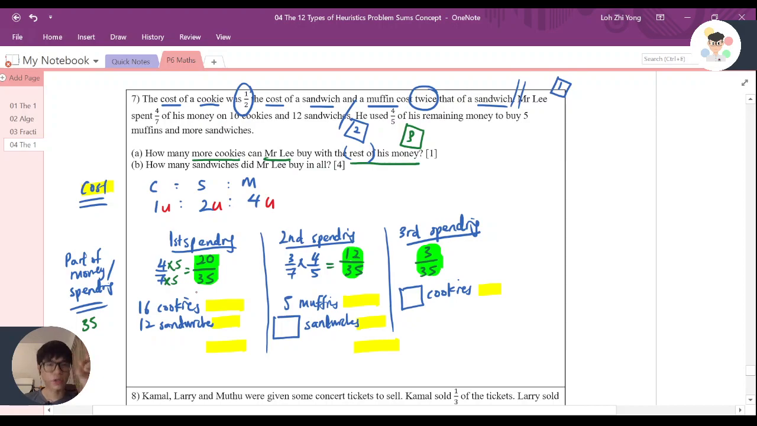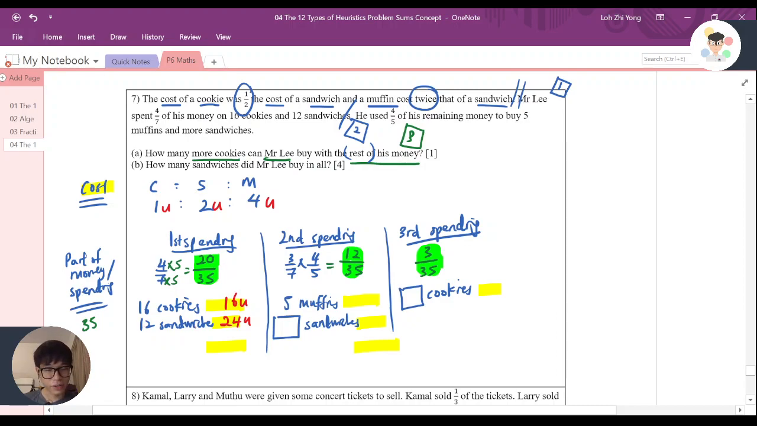Now, let's try to look at here. First spending, 16 cookies. Now, 16 cookies is how much cost? I know 1 cookie is 1 unit, so 16 cookies will be 16 unit. Sandwich is 2 unit, so I know 12 sandwiches will be 24 unit. Is that clear? Makes sense, right?